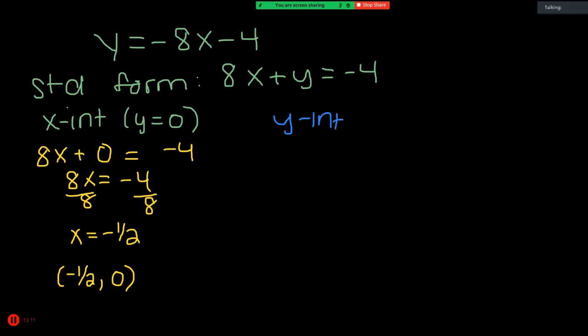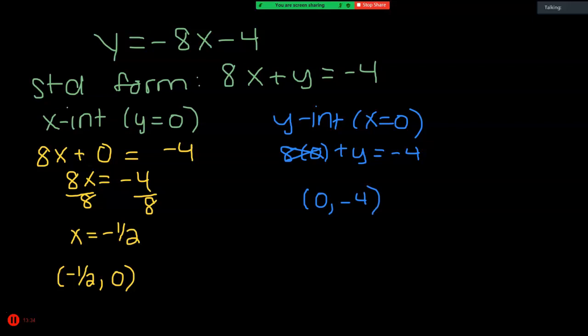The y-intercept is when x equals 0. So it's 8 times 0 plus y equals negative 4. Anything times 0 is 0, so that cancels. So the y-intercept is negative 4. So as a point, the y-intercept is always 0, comma, a number.